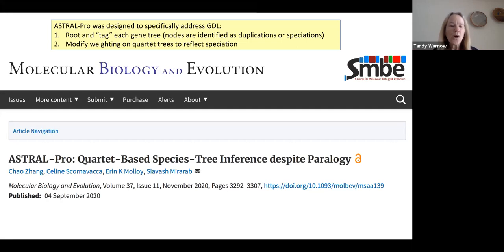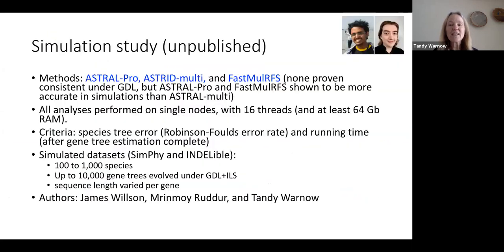ASTRAL-Pro. So why was ASTRAL-Pro a big breakthrough? Because when ASTRAL-Pro was compared to ASTRAL-Multi, it was much better. And ASTRAL-Pro was also compared to other methods and was much better. But it was not compared to FastMulRFS, and it was not compared to ASTRID-Multi, which is a variant of ASTRID for multi-individuals, okay? So that's what my students have just done. This is unpublished work now.